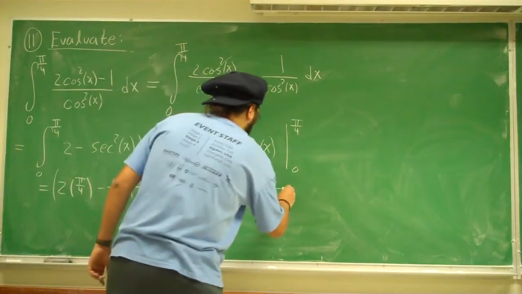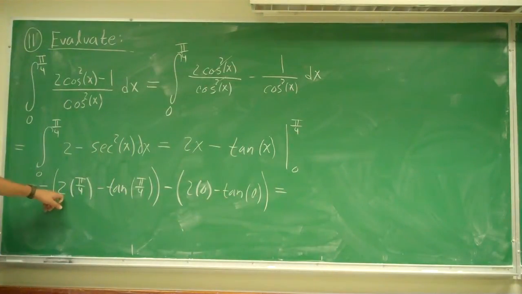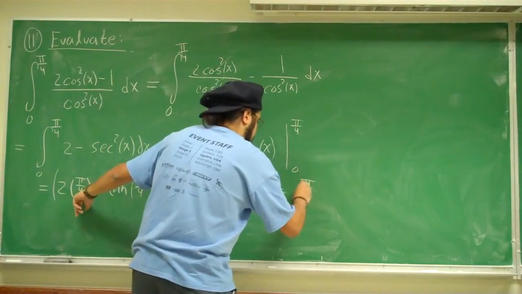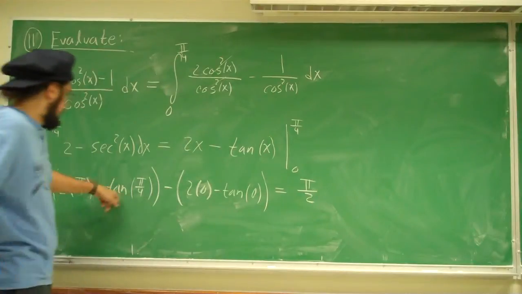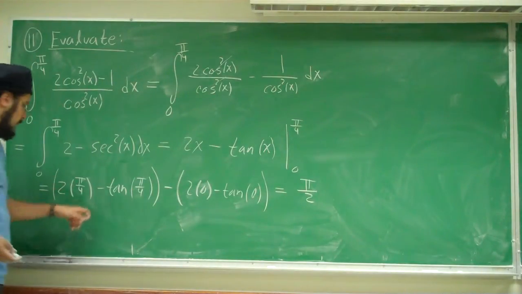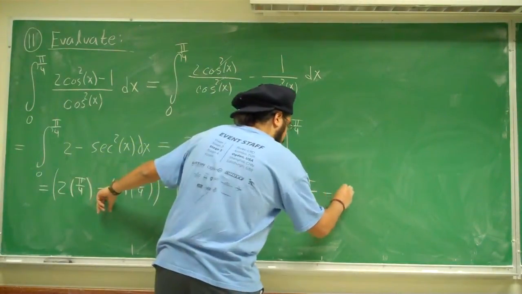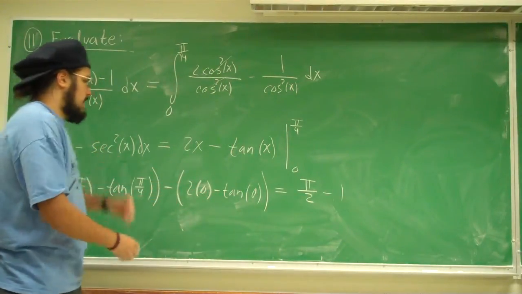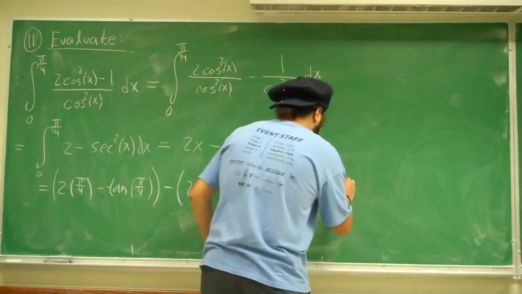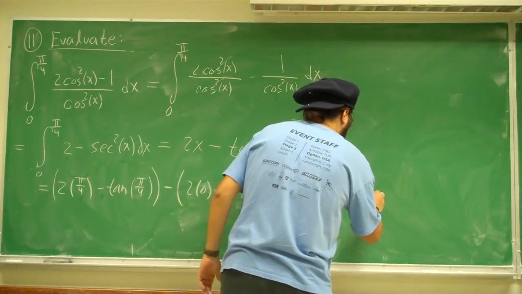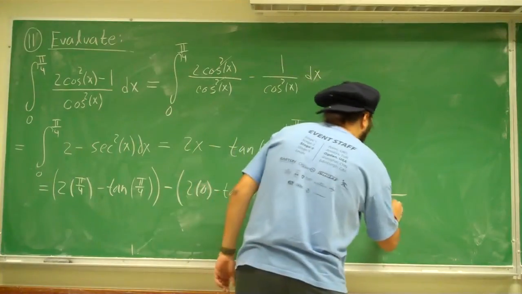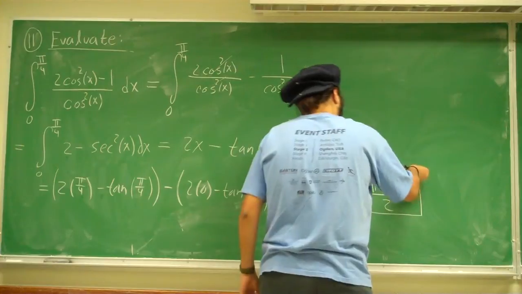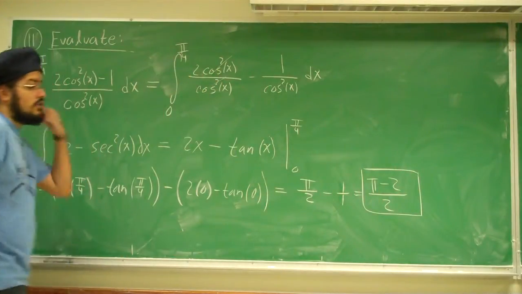Okay, so what do we get here? Let's go ahead with this first. 2 times pi over 4, that's pi halves. Tangent of pi over 4, we know that's 1. It's minus 1. 2 times 0 is 0, and tangent of 0 is 0, so we don't have to worry about that. So our answer then is this. We want to go ahead and simplify this, put it into one fraction. It's going to be this. So that is the solution here.